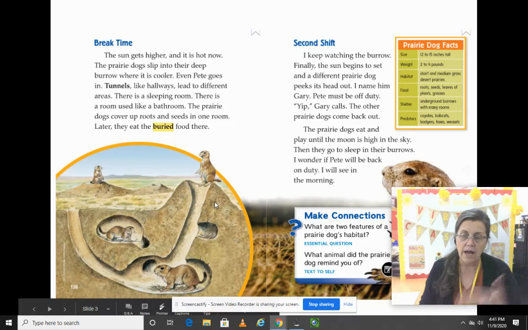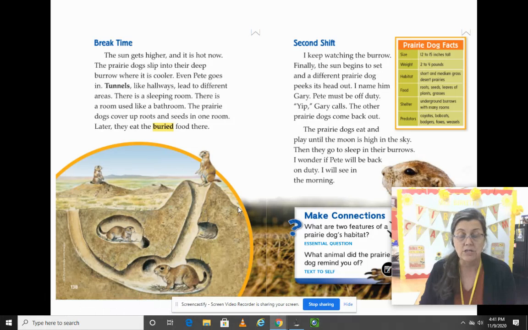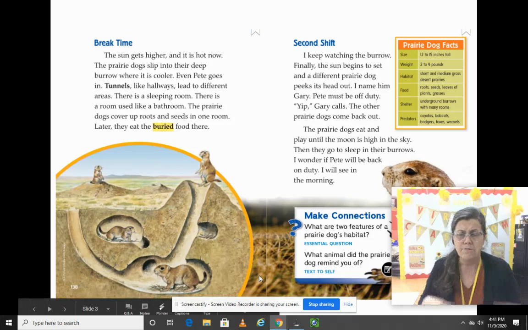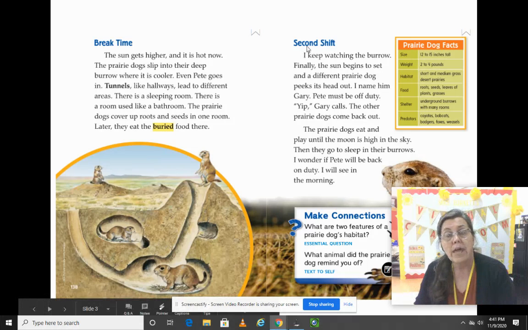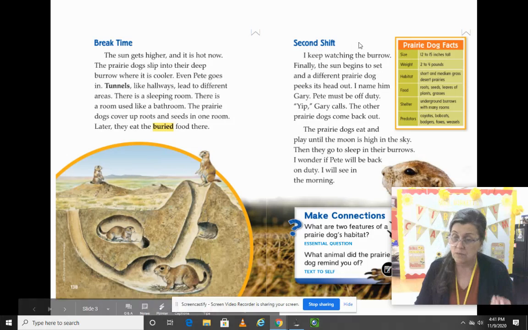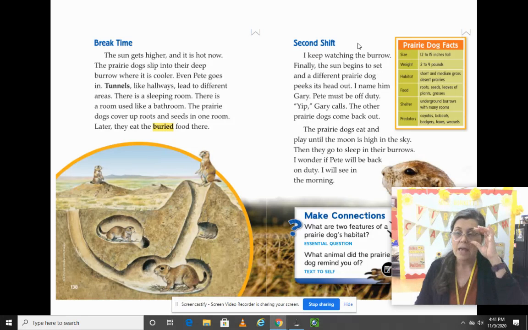So this is a cutaway. That's a unique text feature that authors often use, especially when they're sharing factual information, so that readers can better understand what they're talking about if they're talking about something that's inside or often hidden. And then we have another heading up here. Headings are very helpful to readers, and readers need to pay attention to headings because they can help our minds kind of get a focus on what we're going to be reading.